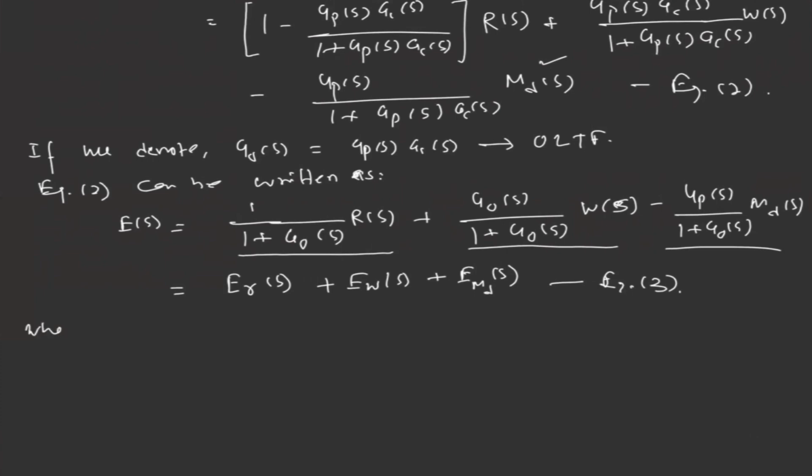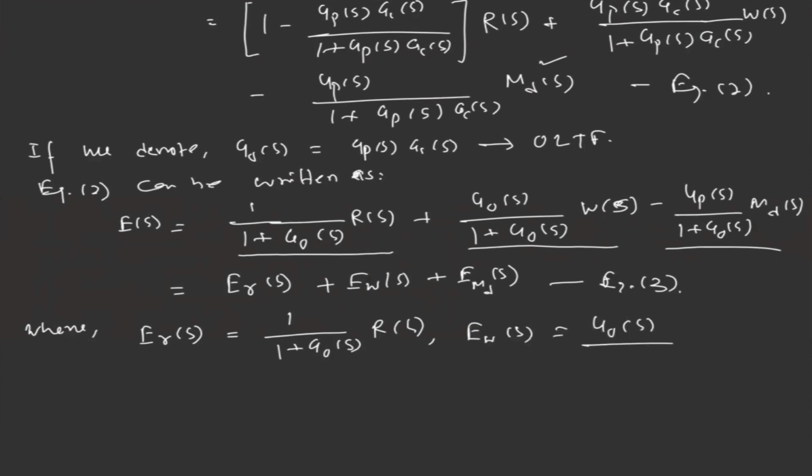Here we can write where E(R) is equal to 1 plus G naught of S times R(S). So this is how the reference signal and error are related. And E(W)(S), we can write G naught of S over 1 plus G naught of S times W(S). This is how the error and measurement noise are related.